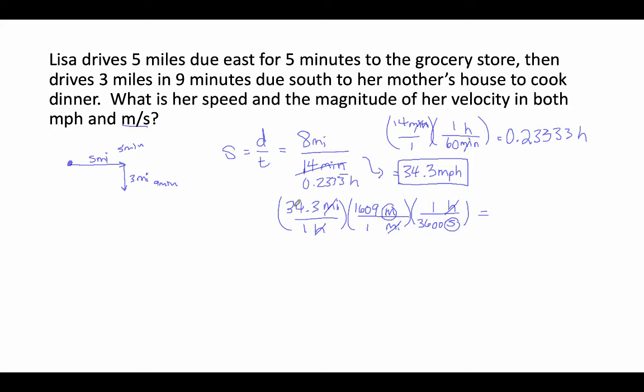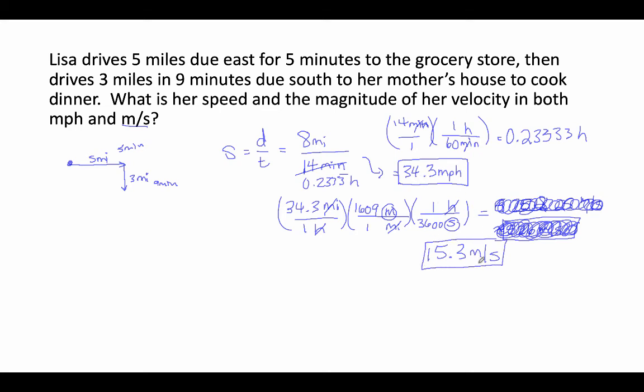So I'm done, except I have to still multiply and divide. Multiply the top, divide by the bottom. Sorry for the scribbles, I made a calculator error and I don't have an eraser. So when you multiply the top and divide by the bottom, you end up with 15.33, so 15.3 meters per second. So 34.3 miles per hour is the same as 15.3 meters per second.